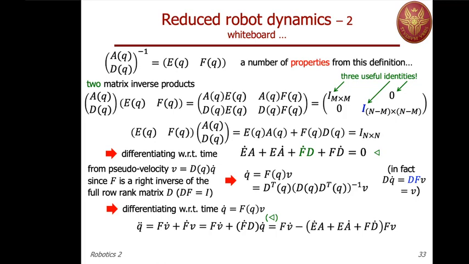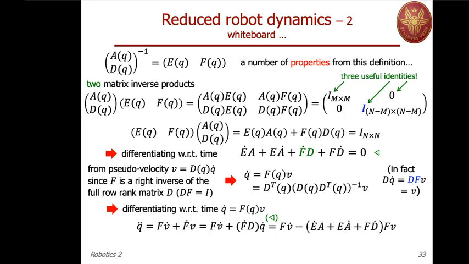matrix identity that we have just written with a triangle there. And in fact, I have highlighted in green the F dot times D, and we can substitute this in the differentiation by bringing all the other block products to the right-hand side with a minus sign. So in place of F dot D, we have minus E dot A plus E A dot plus F D dot. And then q dot, indeed, again, is a function of the pseudo-velocity, so we replace q dot with F times v.